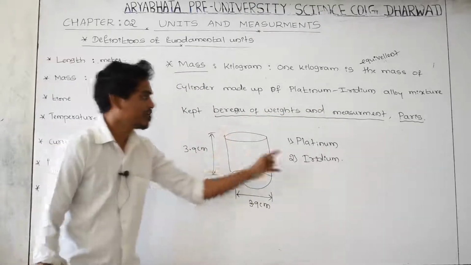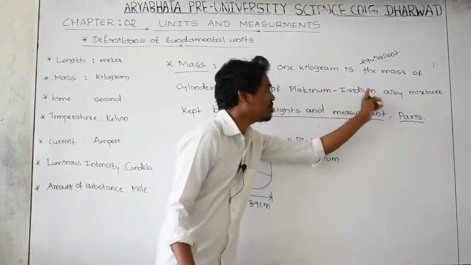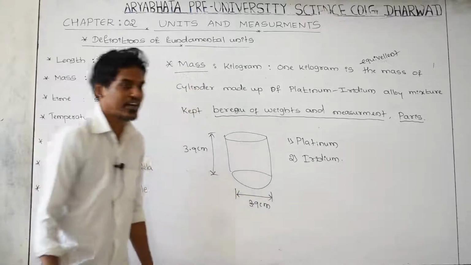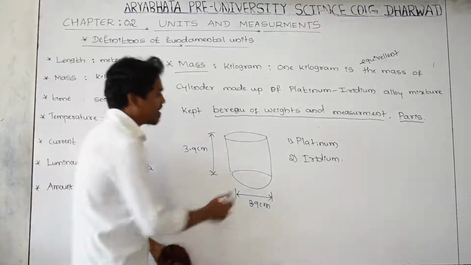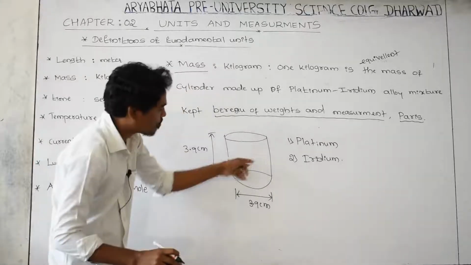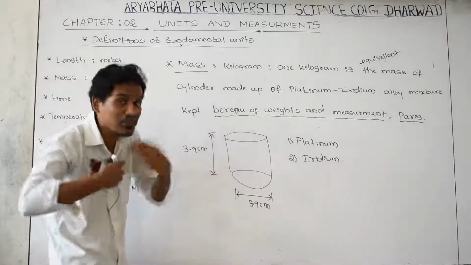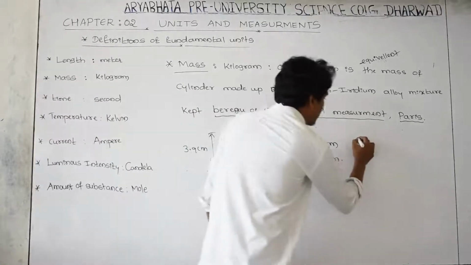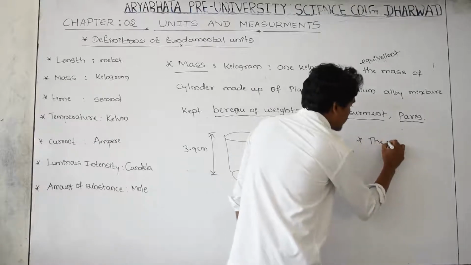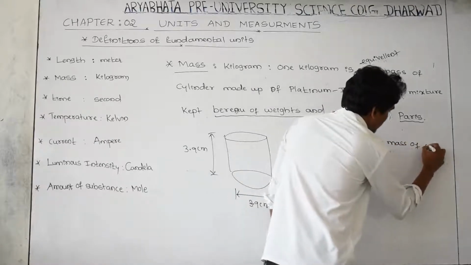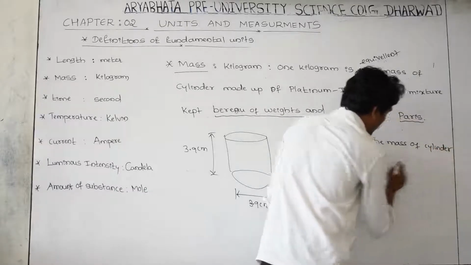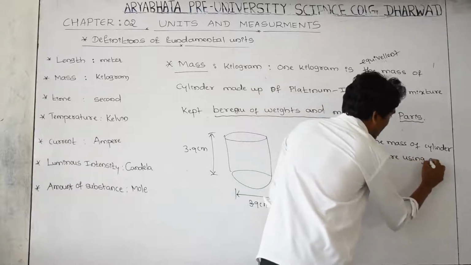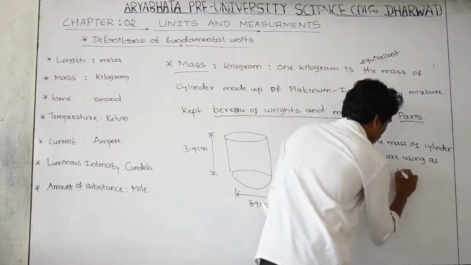And this cylinder is made up of a mixture of two alloys. One is platinum, another one is iridium. Its length is equal to 3.9 centimeter, breadth is also 3.9 centimeter. And the weight, meaning the mass of this cylinder, we are using as 1 kilogram.